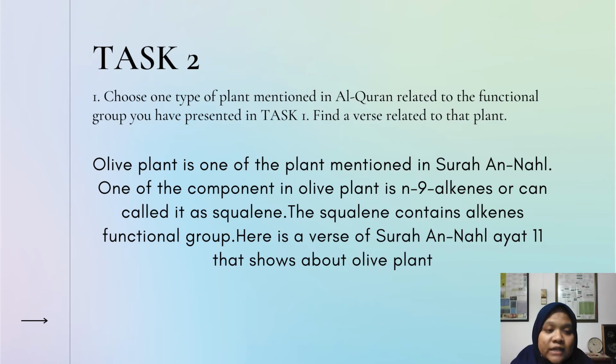For task 2, the first question is to choose one type of plant mentioned in Al-Quran related to the functional group you have presented in task 1, and find the verse related to that plant. One type of plant mentioned in Al-Quran that is related to the functional group is the olive plant, which is mentioned in chapter 16, Surah An-Nahl. One of the components in the olive plant is an alkene, which is squalene. The squalene contains the alkene functional group. Here is the verse of Surah An-Nahl, verse 11, that shows about the olive plant.